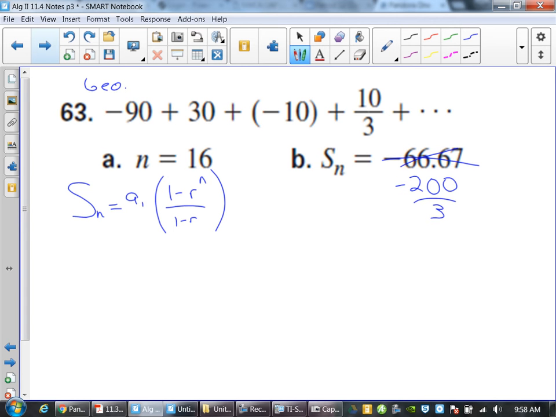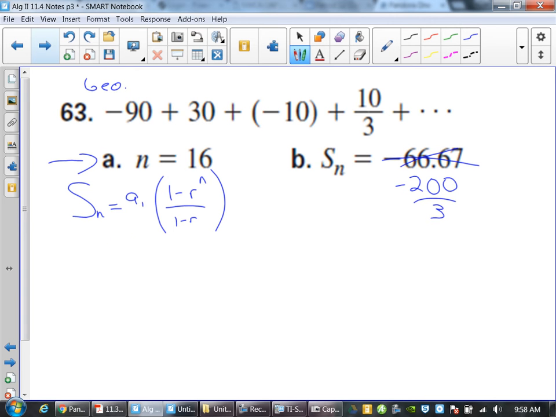In a case like this, it's going to say, hey, this series does go on, but what's the sum of 16 of them? How many do you have to add together to get that? So you should have used the geometric series. The series has the pluses. What is your rate? Negative 1/3. First term is negative 90.